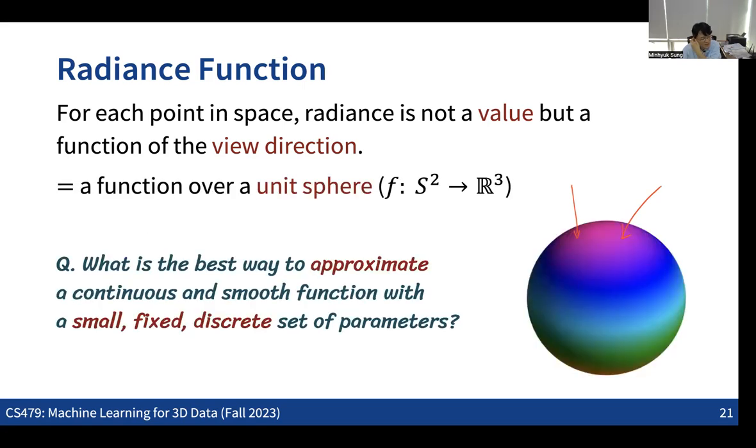But here, as we can see in the previous MLP architecture of the NeRF, the radiance function might be a very smooth function, right? So we can assume that the radiance value is not fluctuating that much over the sphere, but is a smooth function where the value is not changing that much. So when you have a continuous and smooth function over the sphere, what would be the best way to approximate this continuous function with a fixed discrete set of parameters?